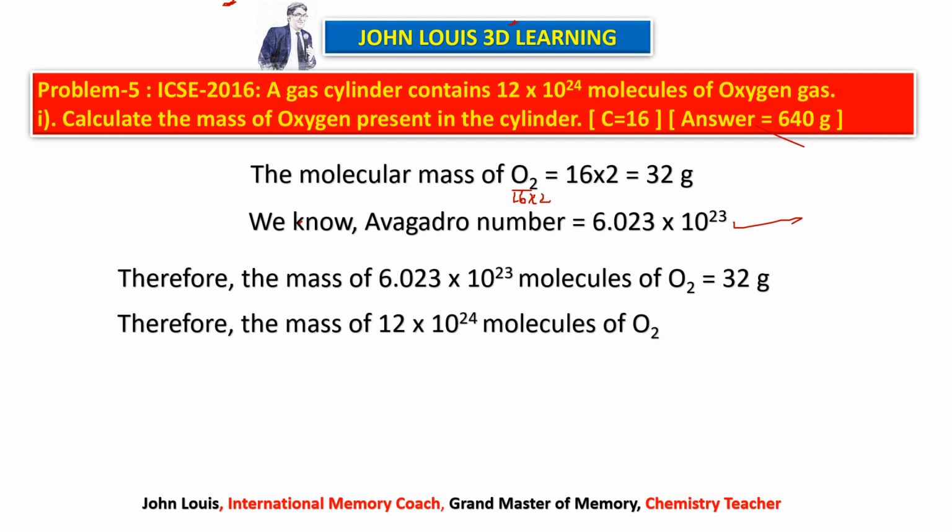Therefore here what can we find out? The mass of 12 into 10 to the power 24 molecules of oxygen is equal to 12 into 10 to the power 24 into 32 divided by 6.023 into 10 to the power 23. We can easily do the sum. Approximately we can find out initially. How can we find out approximately? Very quickly.